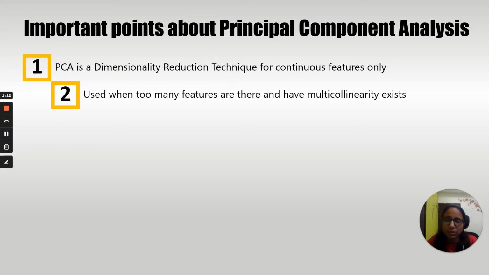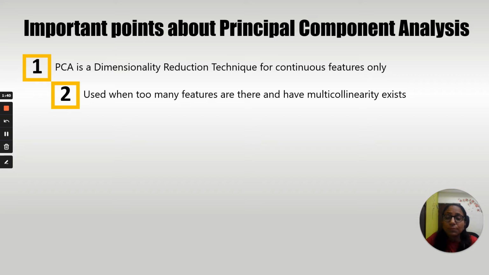Next important point is when to use PCA. You should use PCA when you have multiple features. I would say more than 15 features are there. Then you can go with PCA, but make sure that in those 15 features there is a problem of multicollinearity. If that exists, then you should for sure go with PCA.